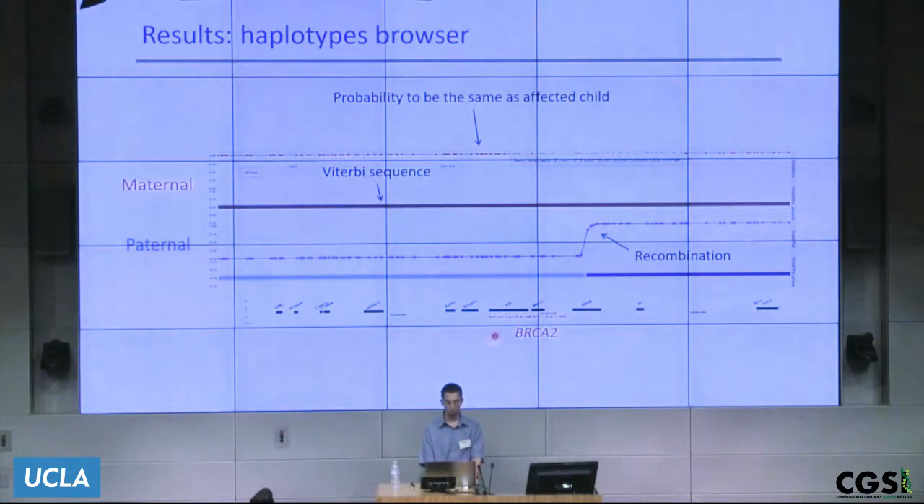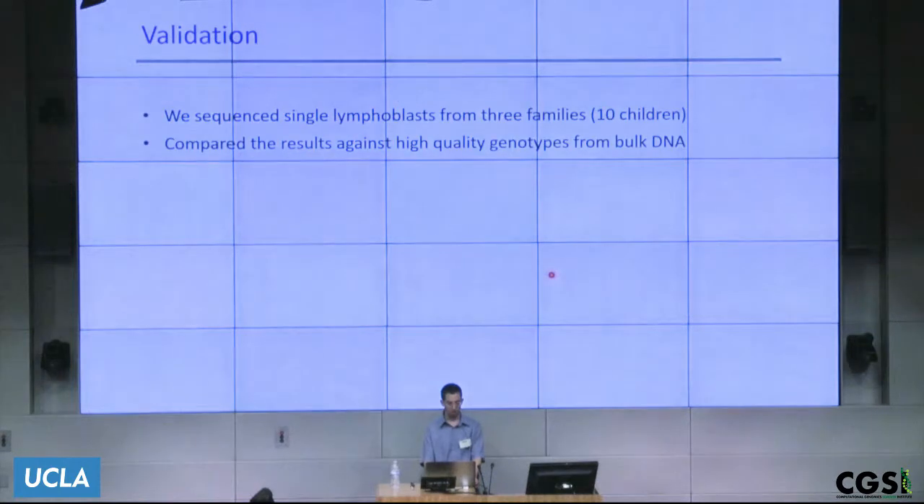So this is just one nice example. This is the BRCA2 gene, which is a risk factor for breast cancer. And we can see that even though there was a recombination event very close to the gene, we are still able to very confidently assign the genotype to the embryo here.